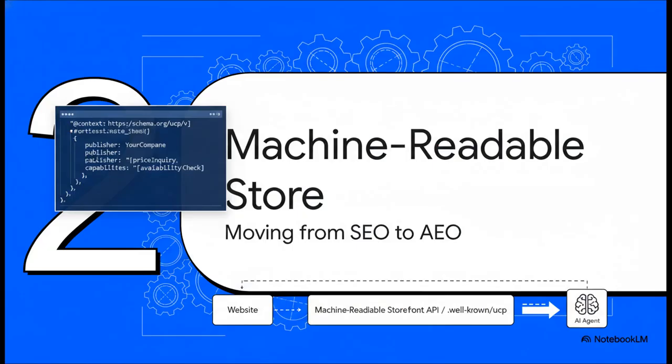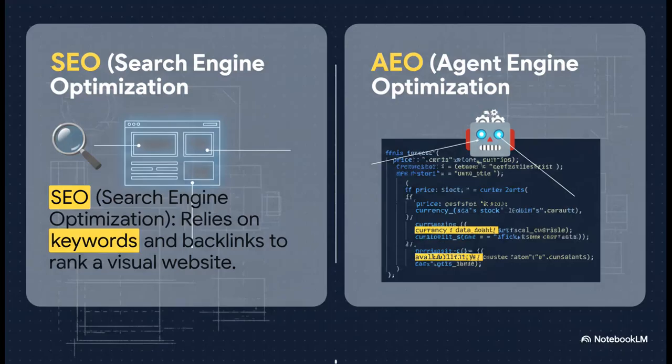Okay, so we've seen how the protocol actually works. Now let's pull back a bit and look at how this technology is creating a completely new strategy for business. We're moving way beyond just having a website. We're now talking about creating a truly machine-readable storefront. For decades, we've all been obsessed with SEO, search engine optimization. You know, cramming in keywords, building backlinks, just trying to get seen. Well, that era is coming to a close.